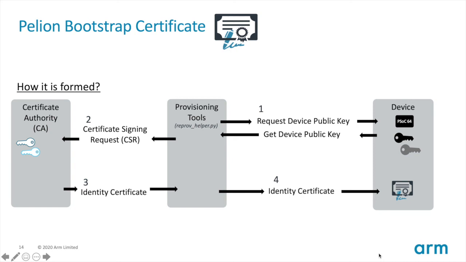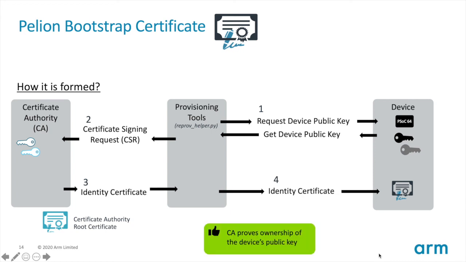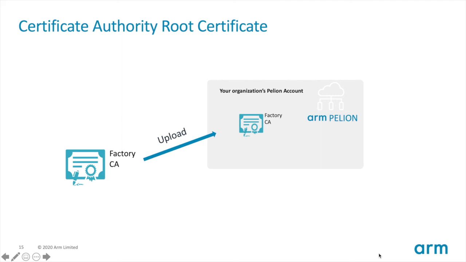Also, the certificate authority generates a certificate that has its public key embedded in it, and it's signed by its private key. And this certificate is called the Certificate Authority Root Certificate. So this basically will allow Pelion to verify signatures on the Pelion Bootstrap certificate that it receives from devices. So the certificate authority effectively proves ownership of the device's public key, which allows the device to be trusted by Pelion. The certificate authority root certificate, also known as the factory CA certificate, gets uploaded to your Pelion account.